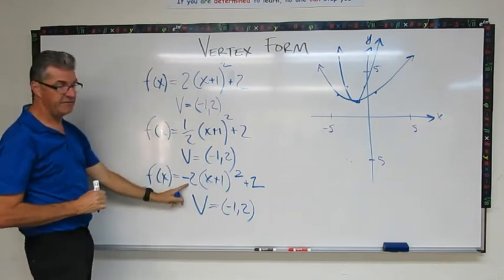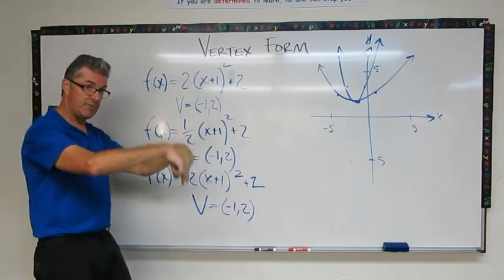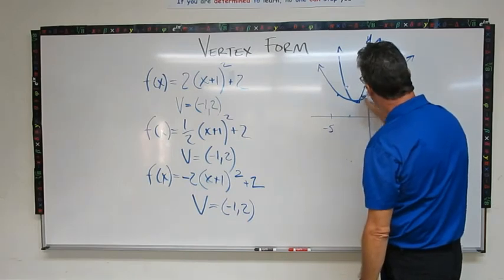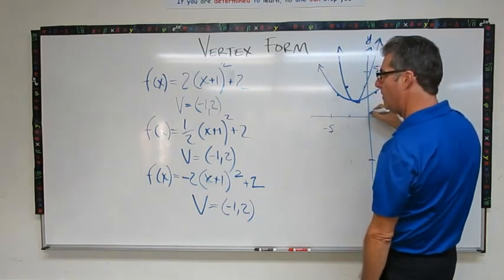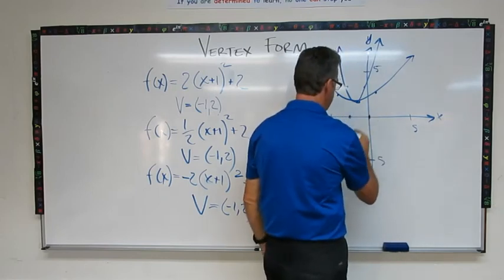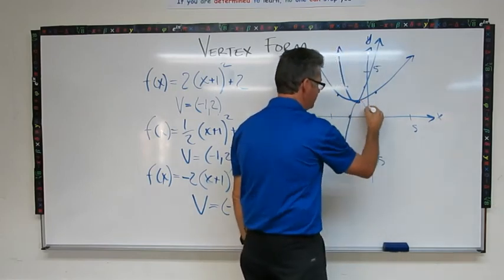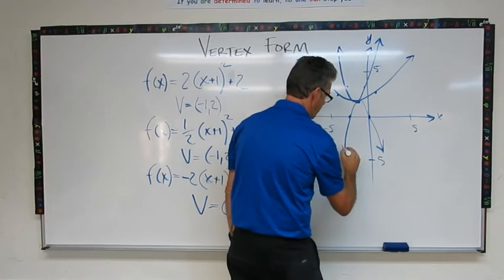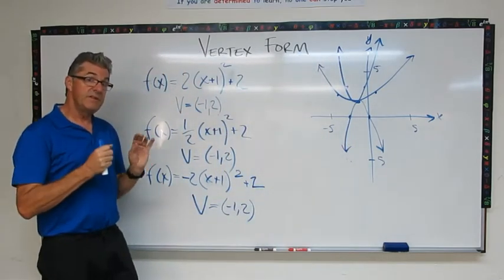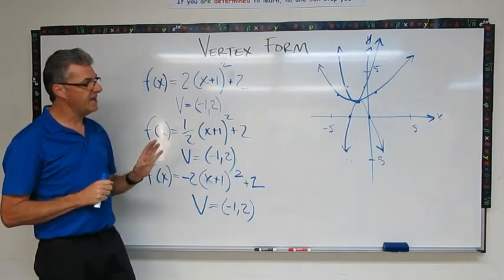However, it's negative. So what that does is it just makes the parabola open downward. So my points go down. This is over 1, down 2. And there's my parabola.